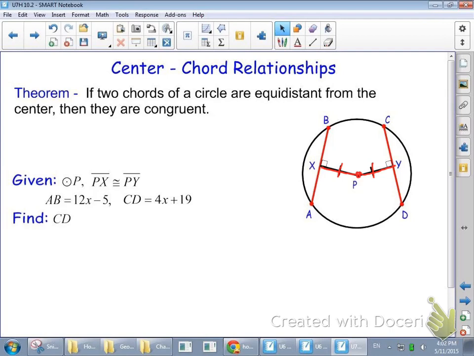Okay, so if those two chords are equidistant from the center, then what I'm saying is that this chord, let me change colors here again, this chord is kind of hard to mark, is congruent to this chord. Okay, so let's try that out. If I'm given this circle P, and I know that PX is congruent to PY, and I'm given that AB is 12x minus 5, and CD is 4x plus 19, how would you solve this to find CD, the length of CD? Go ahead and try that, and then we'll come back and do it together.